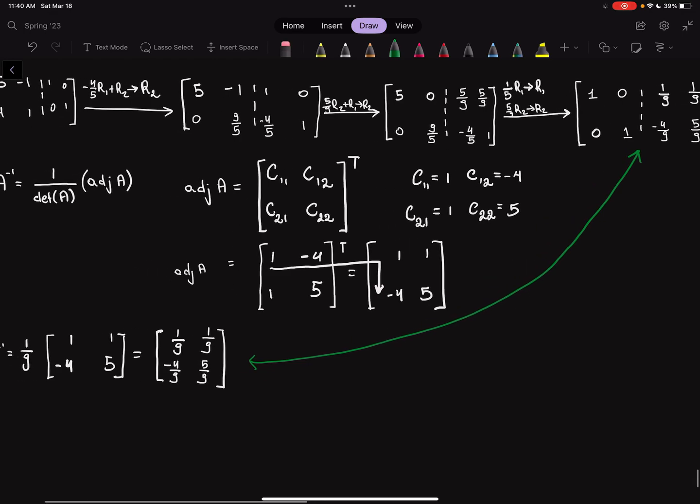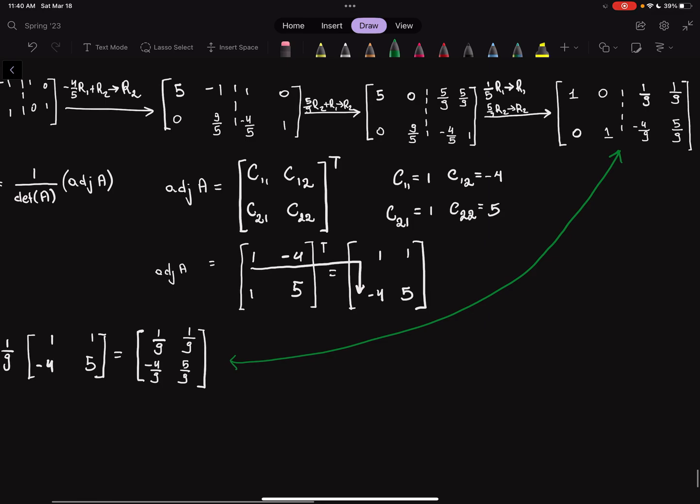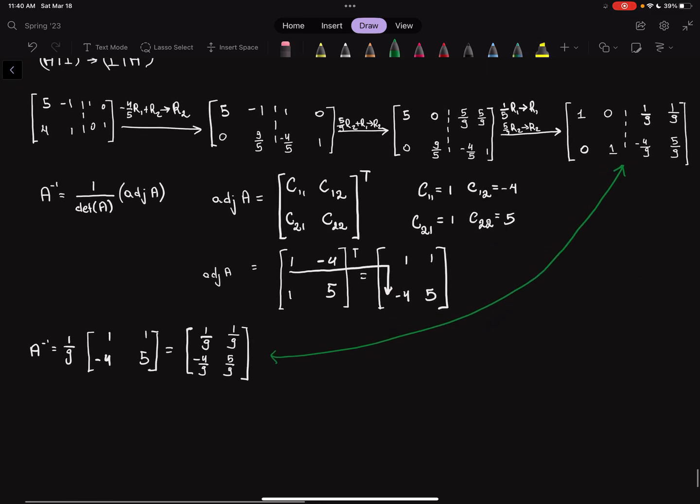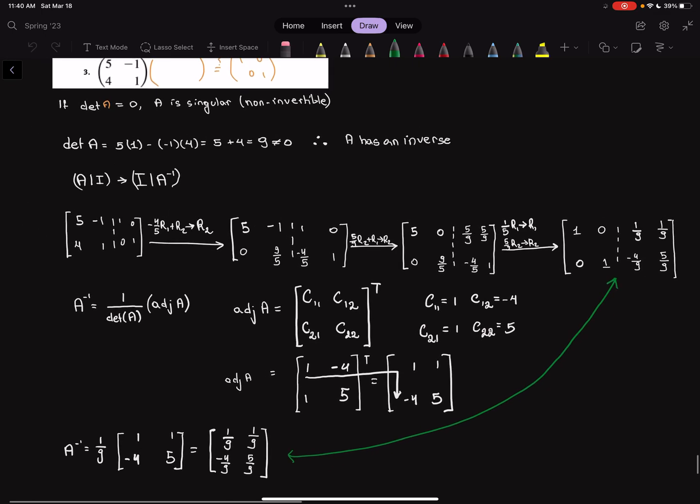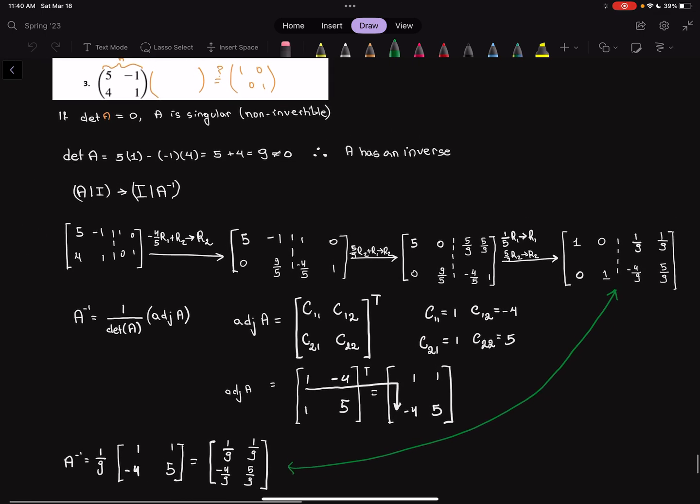I like the second one better because I tend to make less mistakes. But that is because this is a 2 by 2. Had it been a bigger matrix, like a 3 by 3 or a 4 by 4, perhaps it would have been a little bit easier to do the first method. Another way to do it would be to just put it into a computer and let the computer do the heavy lifting for you.